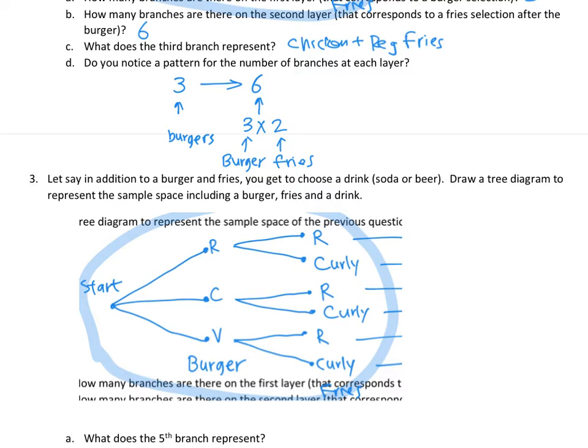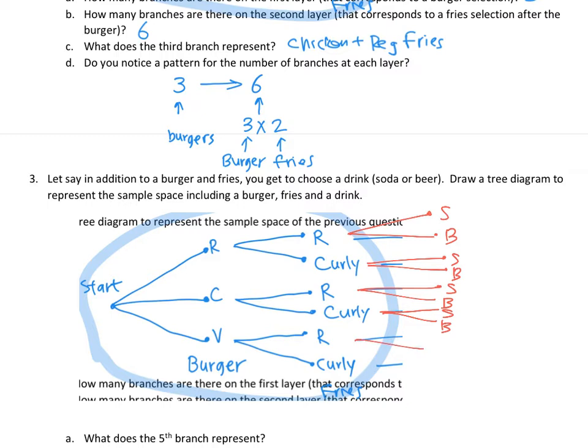So now what's going to happen is, for each of these 6 branches, I'm going to have soda and beer. So soda, beer, soda, beer. Same here. Soda, beer. You can see what's going to happen. Soda, beer. It gets a little crowded. Soda, beer, soda, beer, and soda and beer.